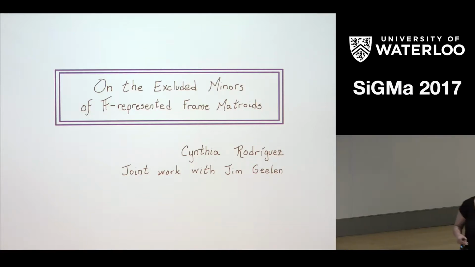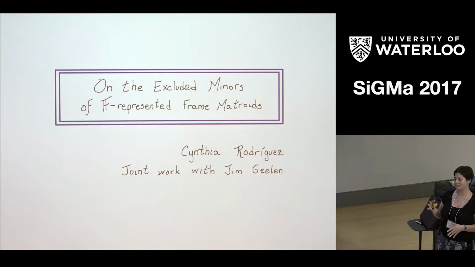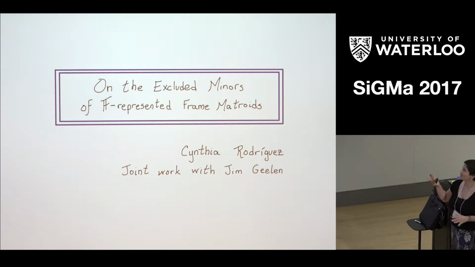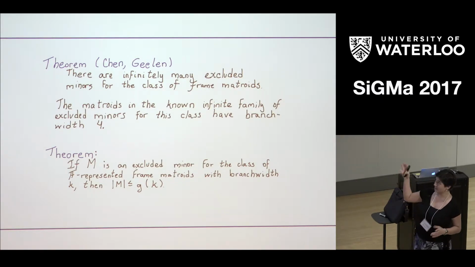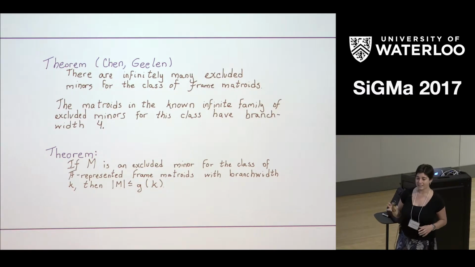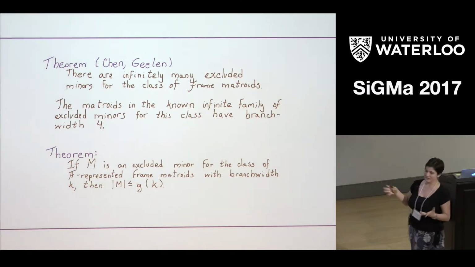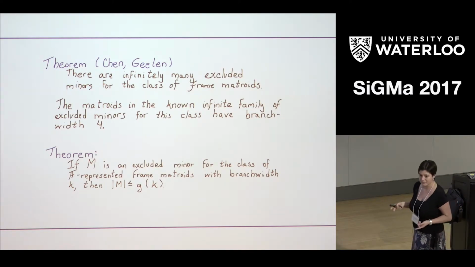So we've had a few talks about frame matroids and things close to graphic matroids. I will be talking about another class of closely related things, but these are going to be represented over a field. A bit of the motivation comes from this infinite family of excluded minors for frame matroids that Rong Chen and Jim Geelen found. It has the property that all these matroids have branch width 4. They all have low branch width.